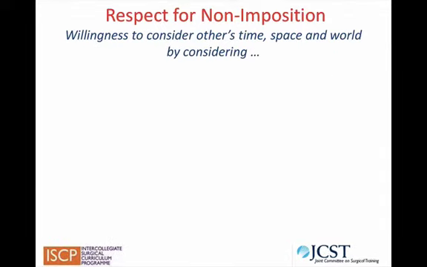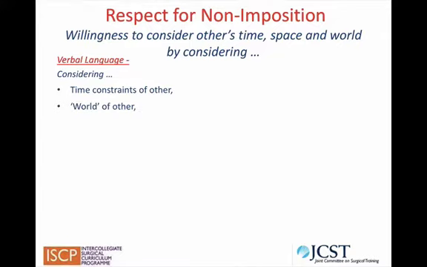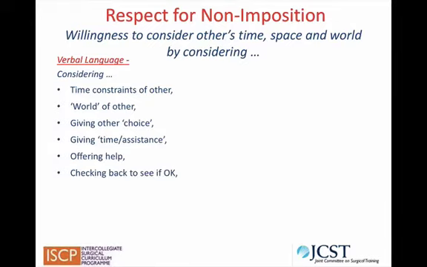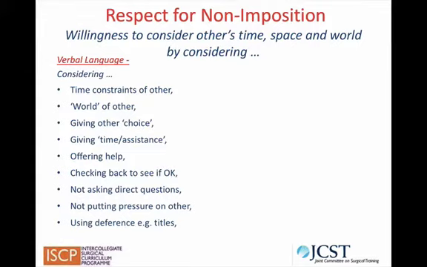Now let's look at the second component, respect for non-imposition, or the willingness to consider the other person's time, space and world. Well, how can we do that? Verbally, we can do that by considering the other person's time constraints, their world, by giving them choice and or assistance, by offering something that will help them and checking back to see if that's okay, by not asking direct questions or putting undue pressure on them, by using their correct title, and by using indirect formal language if unsure. These are just some of the ways, and you may know others.